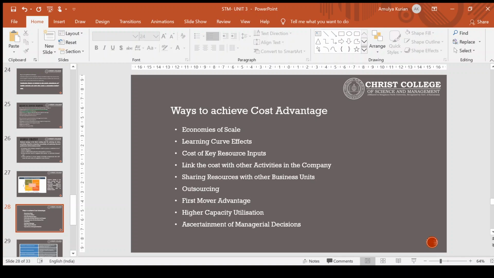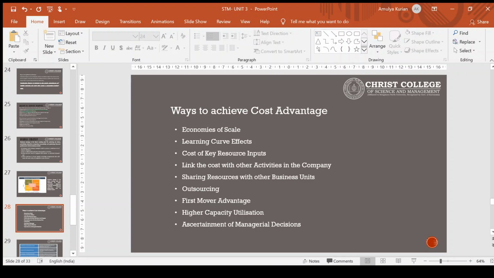The next one by which you can reduce the cost is outsourcing. The non-core business areas or the specialized skills which the company is not focusing on, you can always outsource to a third party. Then there is first mover advantage. Generally, a firm that moves first would be able to sell huge quantity of goods and build brand name. The next one is higher capacity utilization. By utilizing your company's capacity to full capacity or effective efficient capacity, you will be able to reduce your fixed cost per unit. And the last one is ascertainment of managerial decisions. A firm's cost can be reduced by taking some strategic decisions like minimizing customer service, restructuring, and the like. So these are the bases by which you can always have cost leadership or cost advantage.